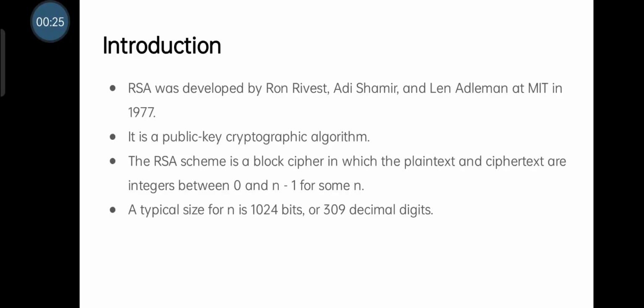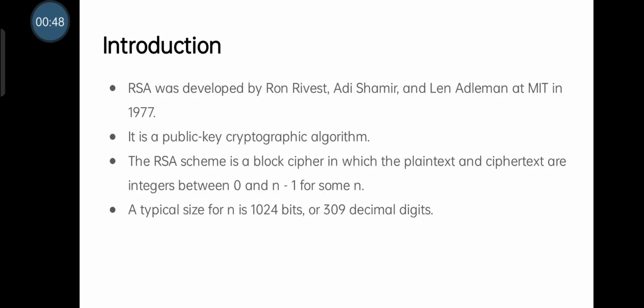So let's move on to the session: what is RSA? RSA was developed by Ron Rivest, Adi Shamir and Len Adleman at MIT in 1977. It is a public key cryptographic algorithm. In the first and second units, we discussed the different encryption algorithms that are there. Likewise, it is a very famous algorithm.